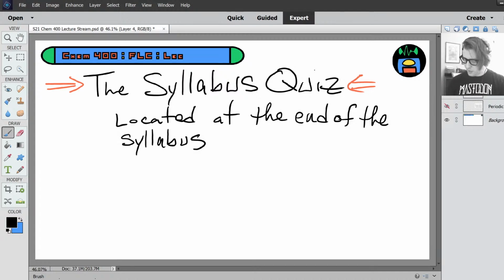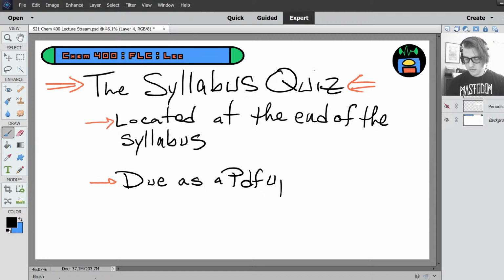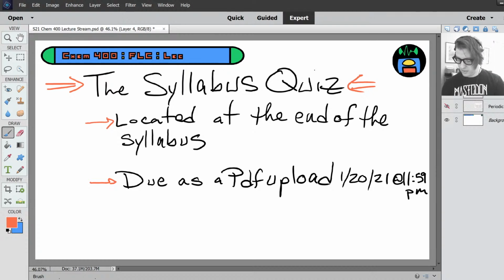So the syllabus quiz is located at the end of the syllabus. It's just a set of questions based on the content in the syllabus. It is due as a PDF upload. It's due tomorrow, Wednesday, at 11:59 p.m. This is for Canvas. All right. So you want to upload that to Canvas by tomorrow at 11:59 p.m.